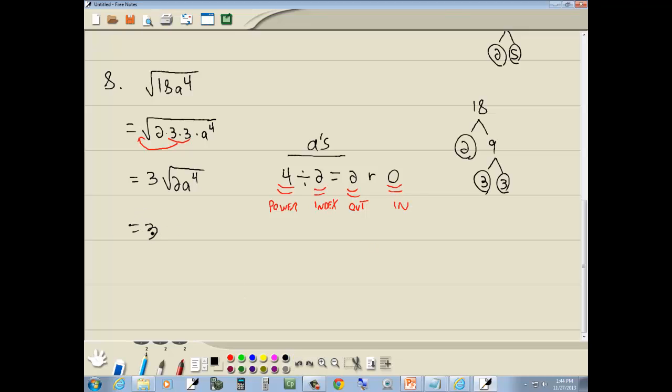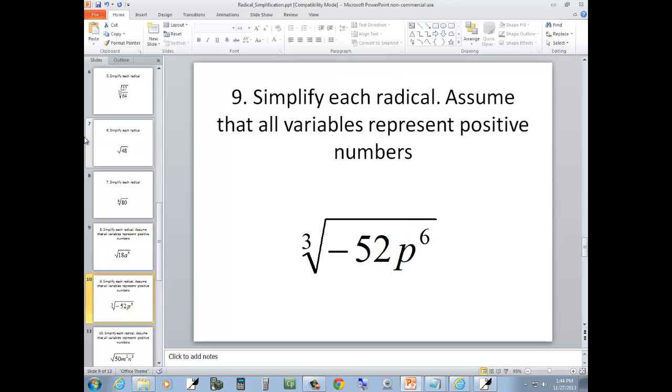So that tells us that we're going to bring 2 a's out, so we're going to have a squared out here. That 2 just carries in there. And we have 0 a's inside, so there's no a's left inside. So that'd be our answer right there. Start a new page, and we'll look at the next example.